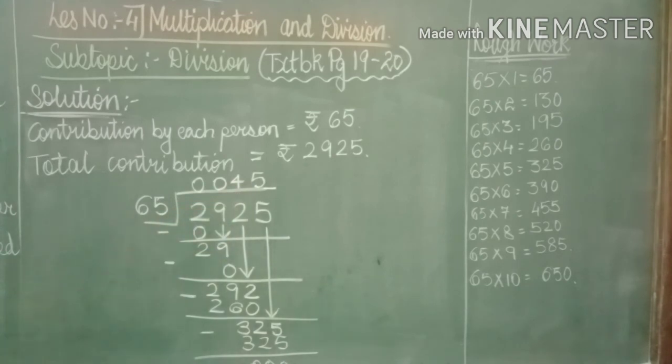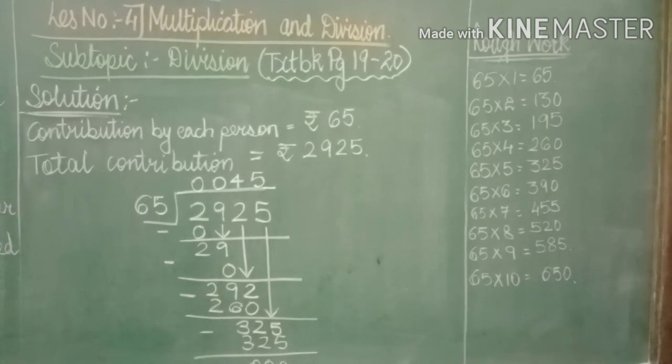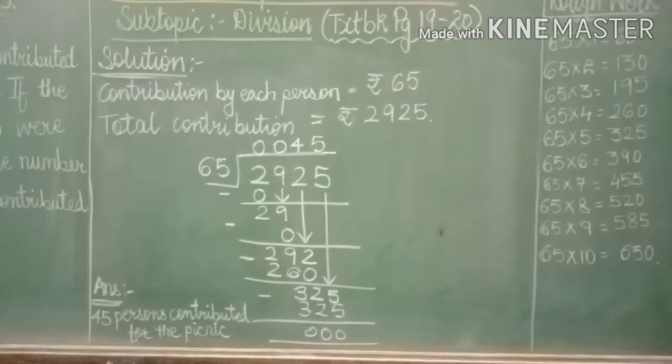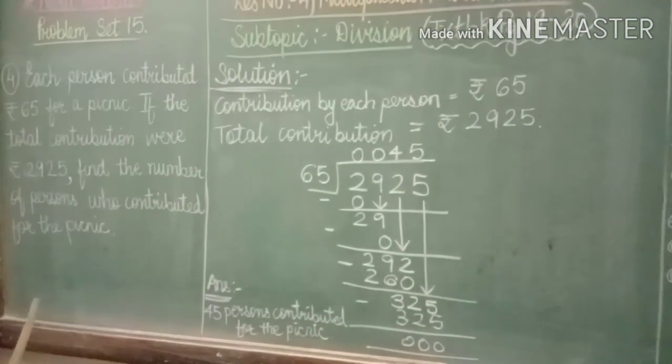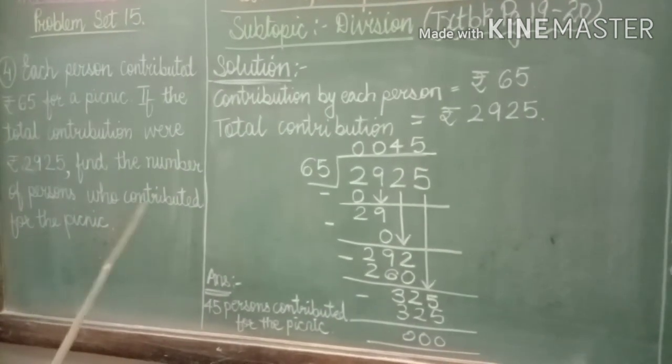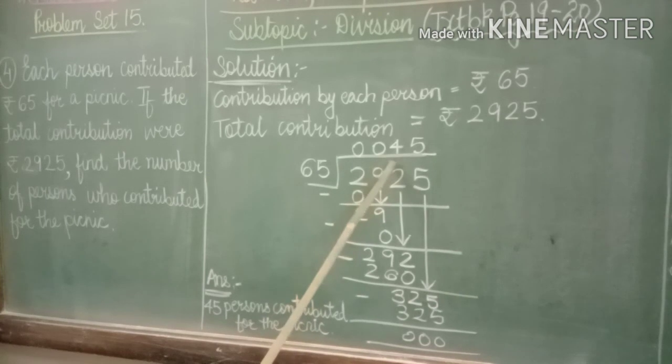Now this we have to write in the statement. So we will be writing, as you can see, we have written the answer: 45 persons contributed for the picnic. Now they have asked in the question how many persons have contributed. We came to know that 45 persons have contributed for the picnic.